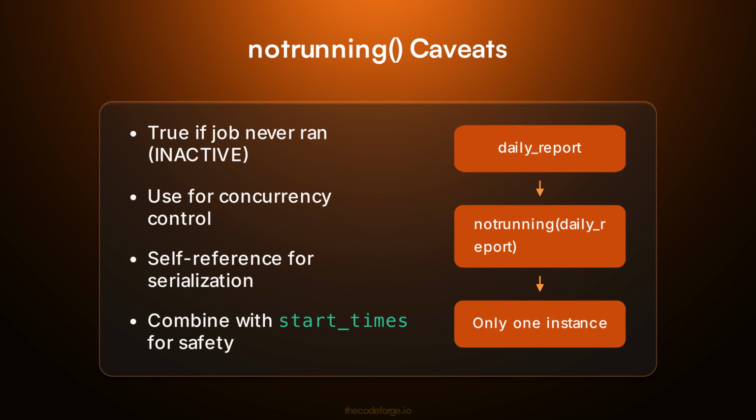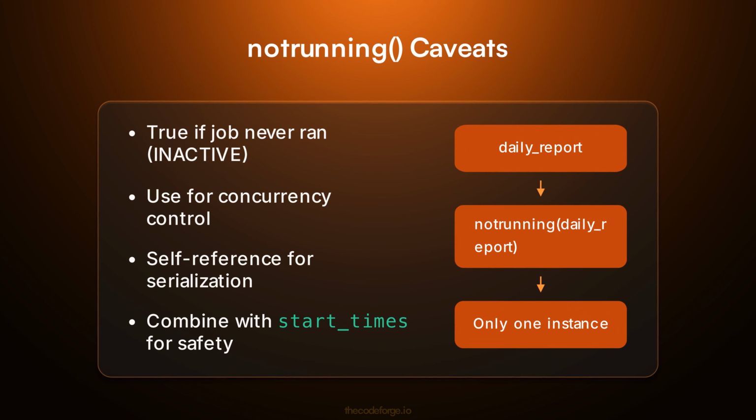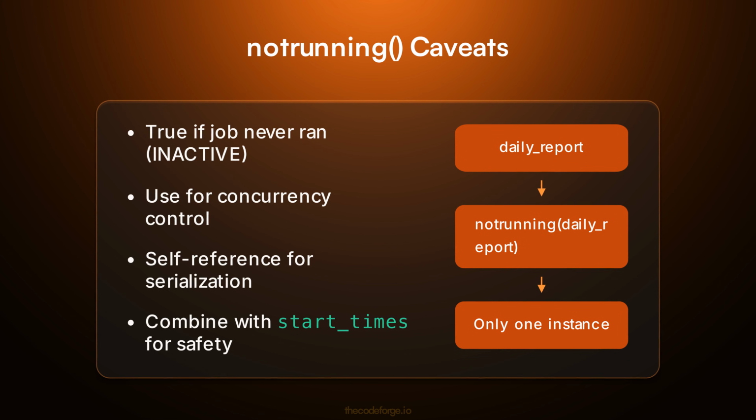Not running triggers when the reference job is not in running state. Important caveat: it evaluates true if the job has never run, inactive. That means if you write the condition not running(app job) and app job hasn't been scheduled, the condition is immediately true, and the dependent job starts right away. Use self-referencing not running for job serialization.